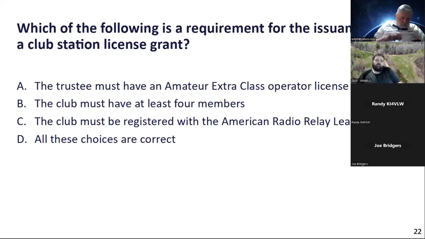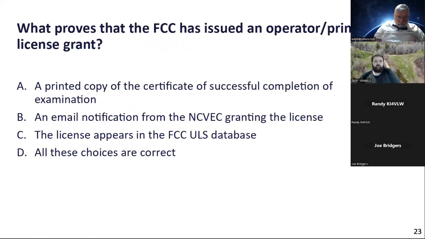So which of the following is a requirement for the issuance of a club station license grant? Anyone? Must have 4 members. I think I may have heard it there. B, yeah, that is correct. The club must have at least 4 members. I mean, all those are good ideas, but the only one that's required is B. The club must have at least 4 members in order to qualify for that license.